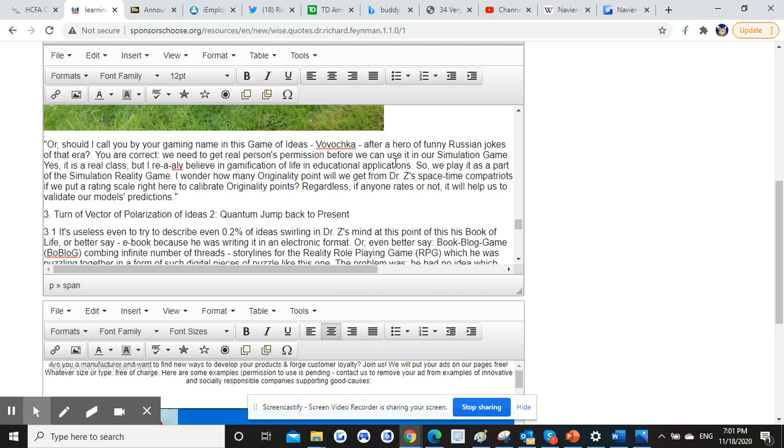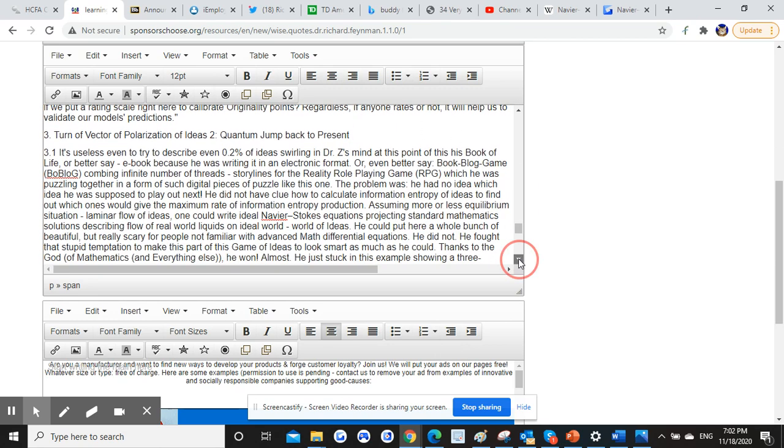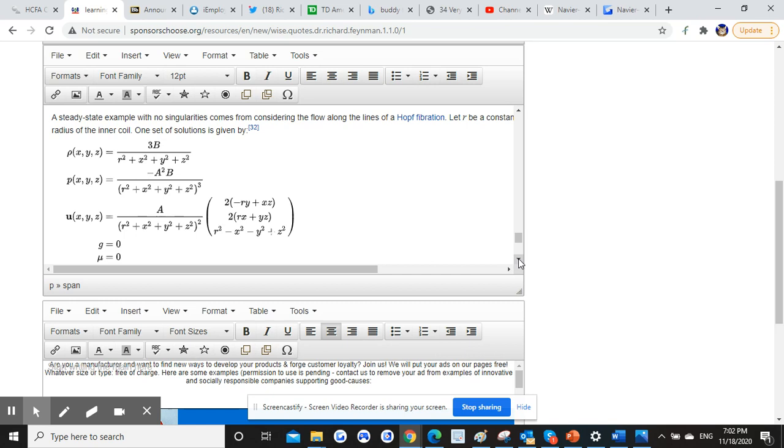And unfortunately, Dr. Z doesn't have the right mathematics to calculate the right turn of vector of polarization of ideas. So here they come out the way they are. We just observe them. It's like a heuristic approach and appreciate very much. This applause came right when they're supposed to.